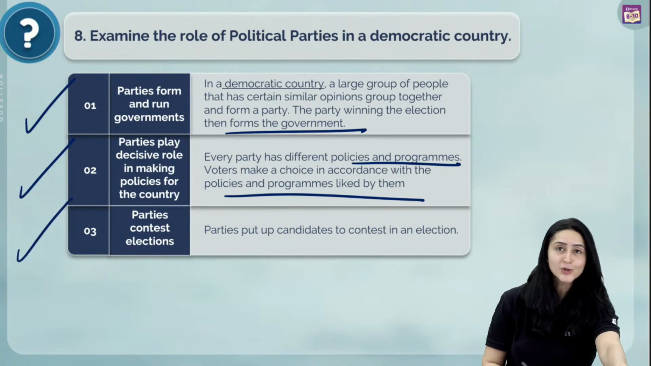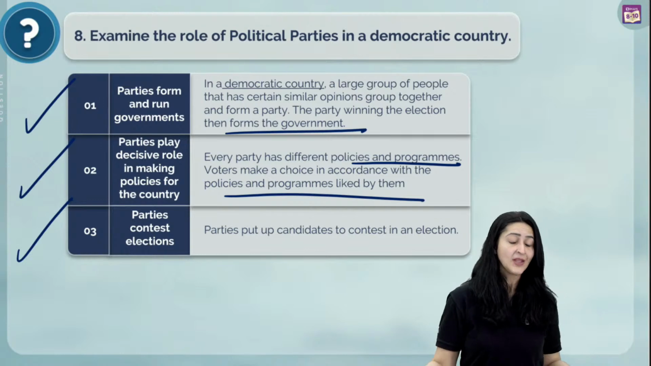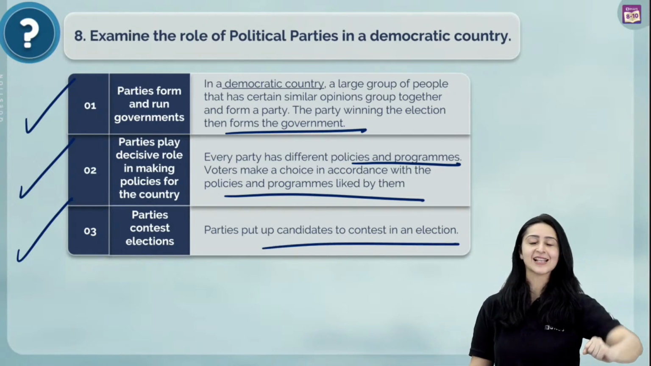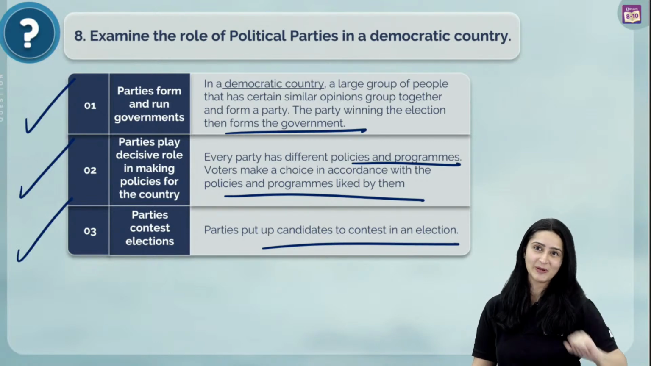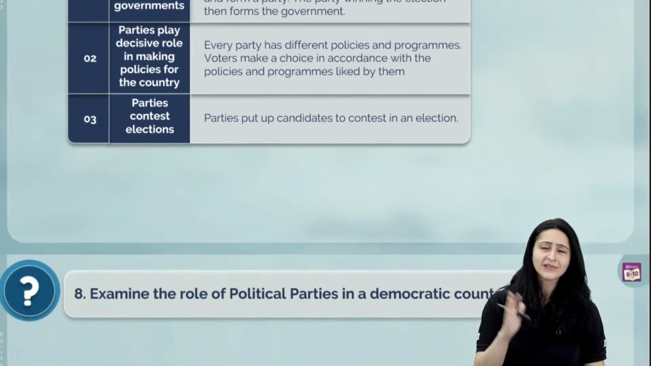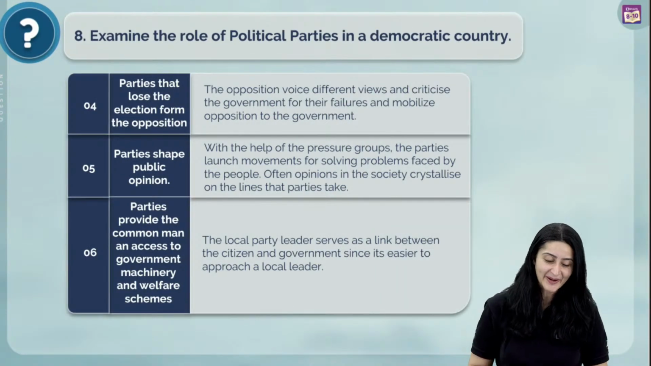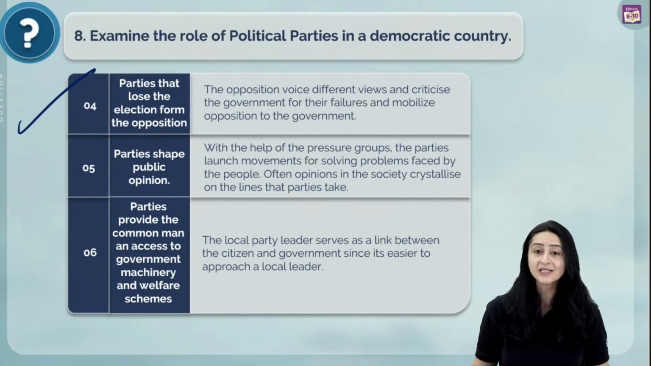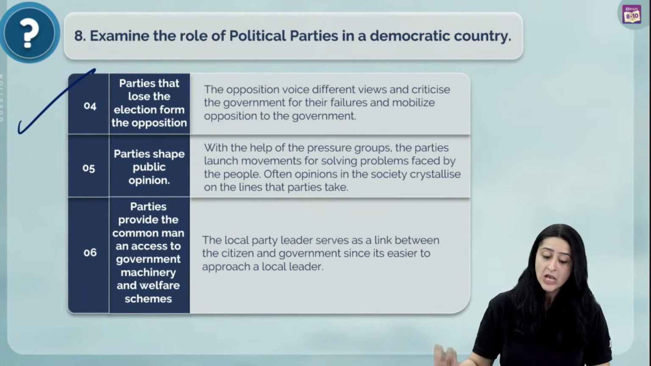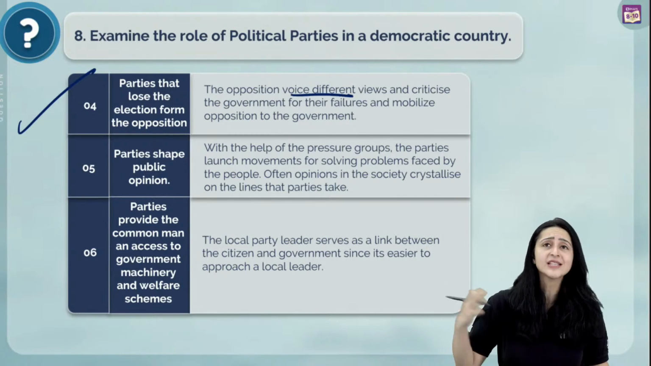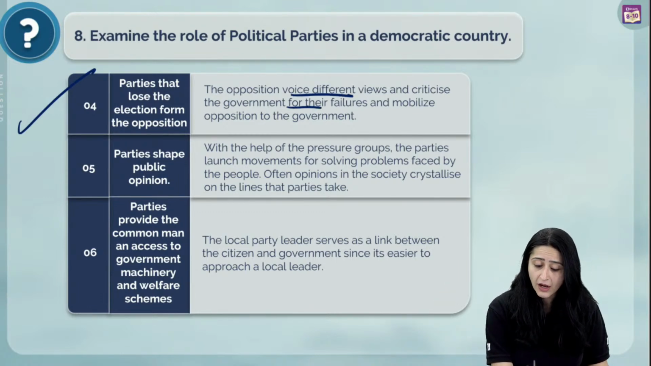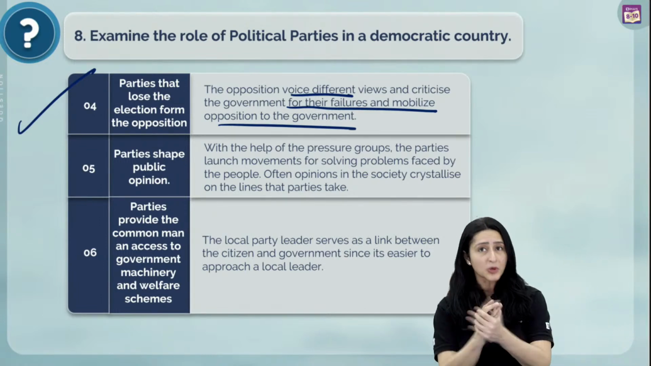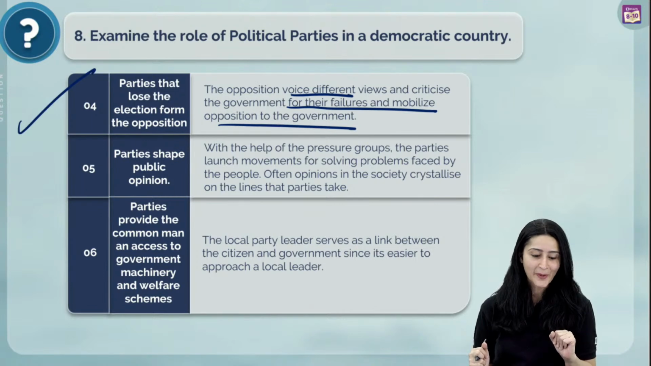Right? Then what else could you do if you had a political party? Well, you could contest in elections, which means you can put your own candidates up to take part in the election, and if you win, you will form the ruling party. But even if you don't win, no problem at all, because parties that lose the election form the opposition, and the opposition is also very, very important, right? So the opposition voices different views, they form a check on the government in terms of their failures, and if there are policies that they don't like, they put up resistance to it. So then also you have a very important role.